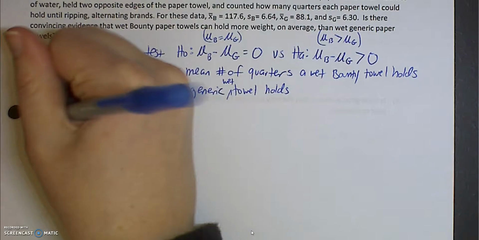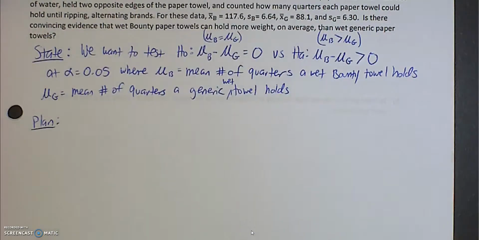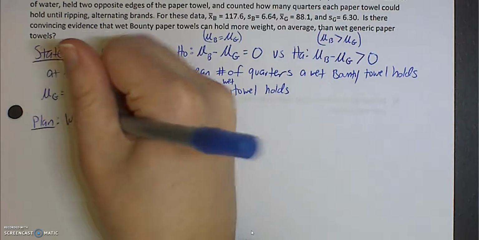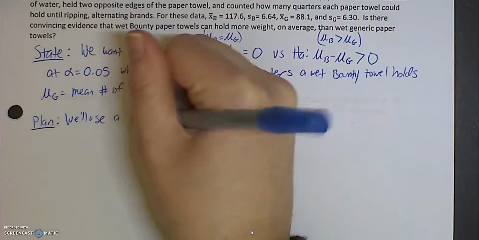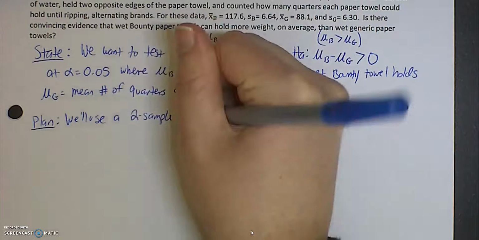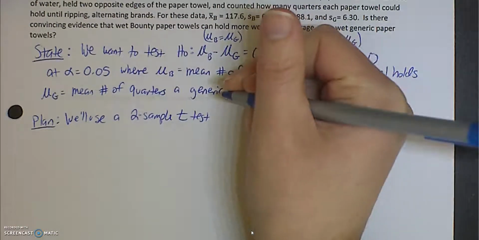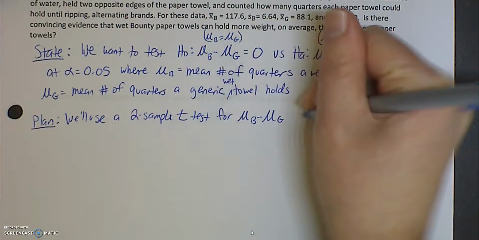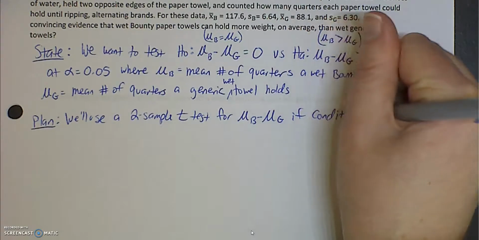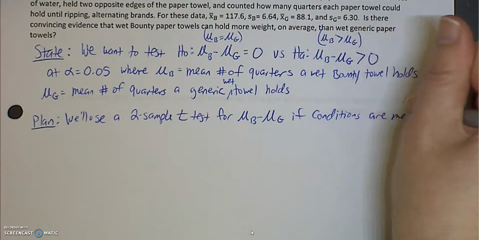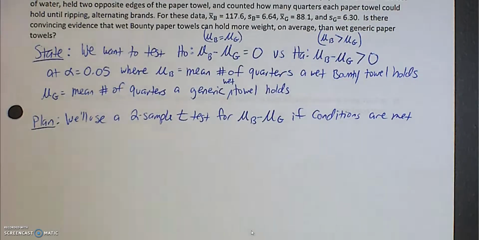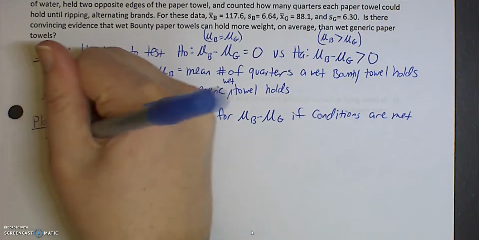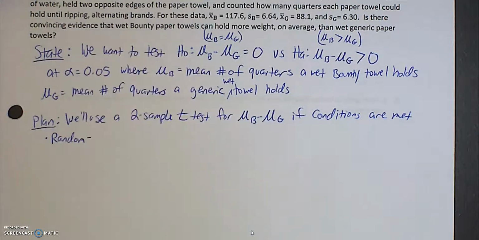Good. So, state. Plan. What are we going to use? We'll use a 2-sample t-test for the difference of our means. So I'm using my parameters. If my conditions are met. So, first thing, check if it's random. If we look back in the problem, it says that they selected a random sample of each one.